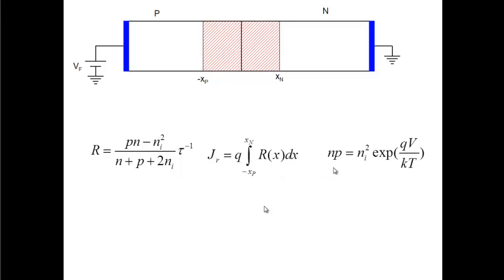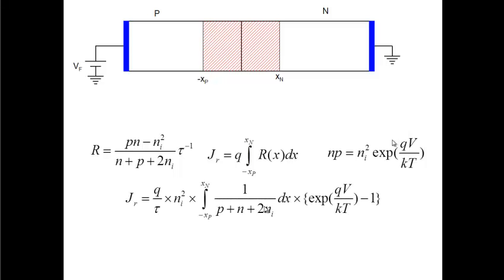Now we know that within the depletion region, p multiplied by n is ni squared exponent qV by kT. We had shown you earlier that you assume the quasi-Fermi levels to be flat here, and then the difference between the quasi-Fermi levels is V, and np is always equal to ni squared exponent of the difference of the quasi-Fermi levels. So np equals ni squared exponent qV by kT.